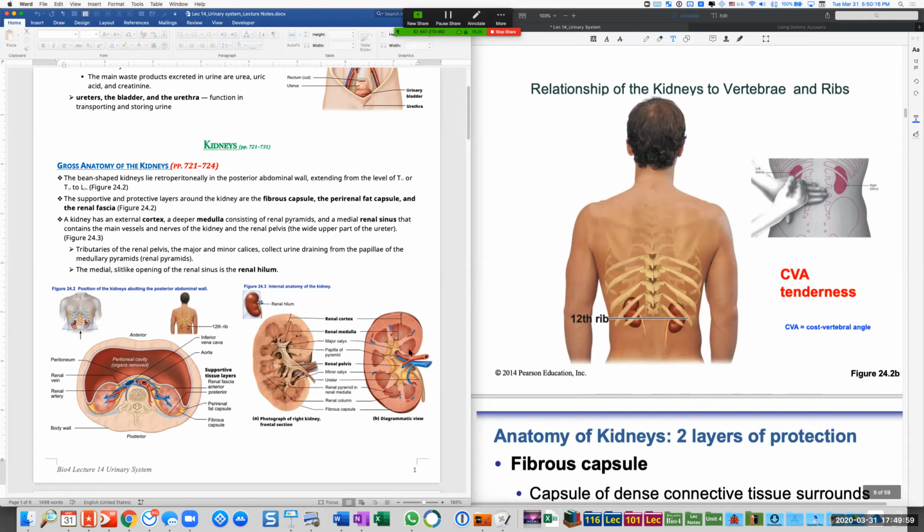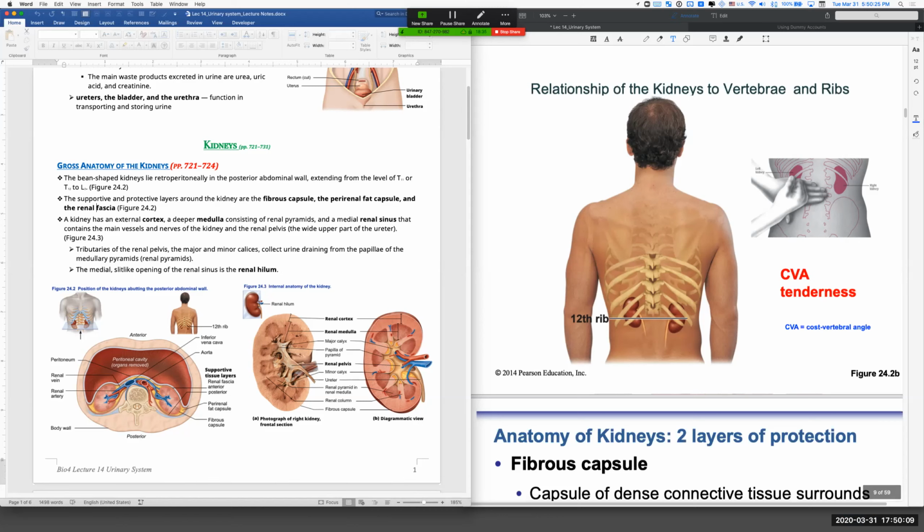This inner region is called the renal medulla. The renal medulla consists of renal pyramids. The pyramids are these triangular or cone shaped structures, because you have to remember that this is only a section of the kidney. Looking at this in 3D, this will be cone shaped. So this will be an individual renal pyramid.